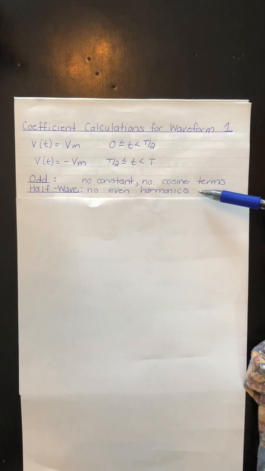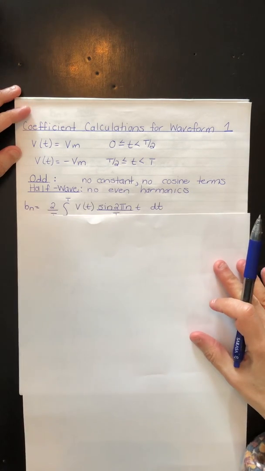The fact that the waveform has half-wave symmetry will also be important towards the end of this problem. We have no even harmonics, so we will only be substituting odd numbers for n, for little n. Okay, let's begin with that Bn formula.